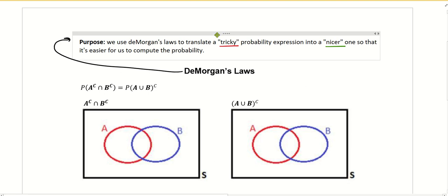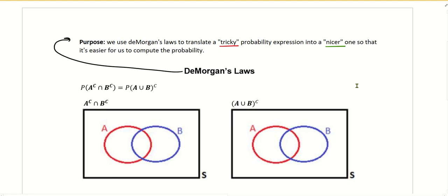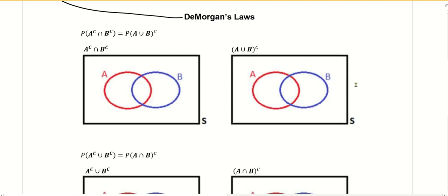And so again, I'd like to go through those three main deMorgan's laws on page 8 and clarify when deMorgan's laws might be useful. So let's go ahead and look at the first one here. So this is the first of the deMorgan's laws listed on page 8. It tells us that this expression is equivalent to this expression. In other words, these two probabilities are equivalent.